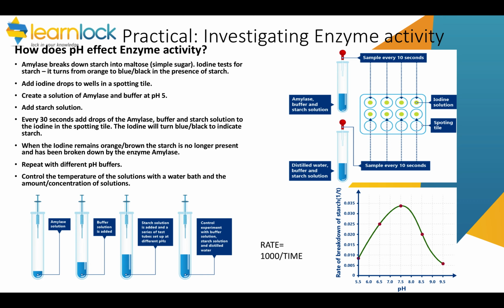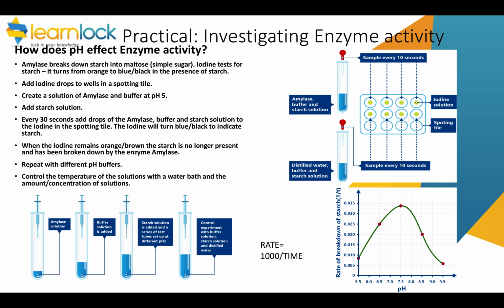The first thing you would do is add drops of iodine to a spotting tile, as shown in the diagram. You then need to create your solution of amylase and a buffer at a certain pH, so for example buffer pH 5. You then add starch to the amylase. Once you've done this, every 30 seconds you would add drops of this amylase, buffer and starch solution to the iodine. Now what will happen is it will turn blue-black because it's showing that starch is present.